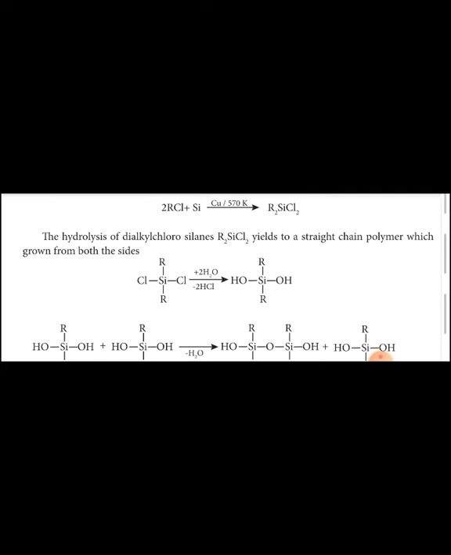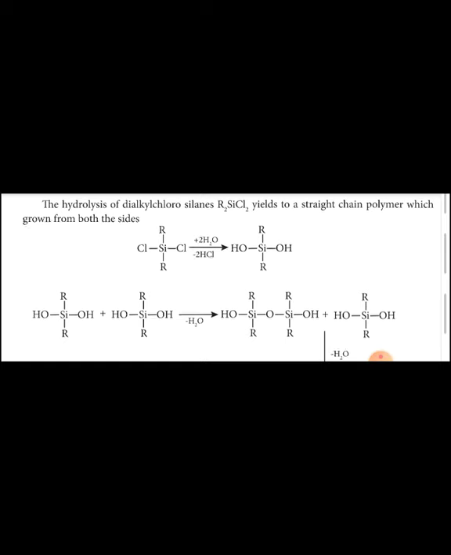So listen carefully. For the preparation of silicones, we first have to prepare R2SiCl2. How can we prepare it? When RCl is combined with silicon, it forms R2SiCl2. Then that R2SiCl2 hydrolyzes with water, and the 2 chlorine atoms are replaced by 2 OH groups. Now that is one unit, and another unit combines with it. In between, one water molecule is eliminated, that is H and OH are eliminated. Two units combine together with one water molecule eliminated.